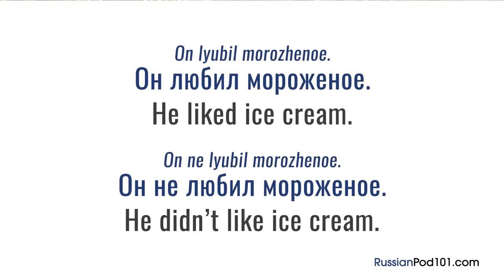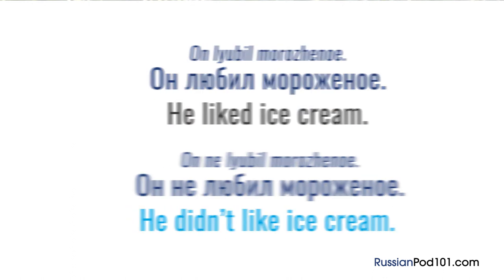In Russian, all you need to do is use one and the same word, не, which can be translated into English as not. This word не can be placed in front of any word in the sentence, and that alone will make the sentence negative. So, он любил мороженое. He liked ice cream. Он не любил мороженое. He didn't like ice cream.